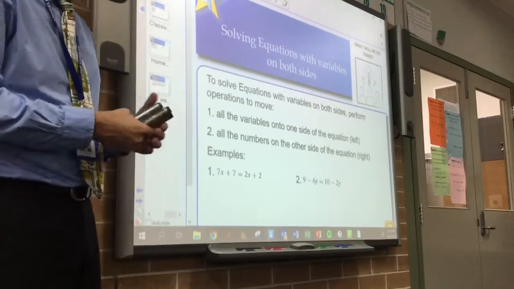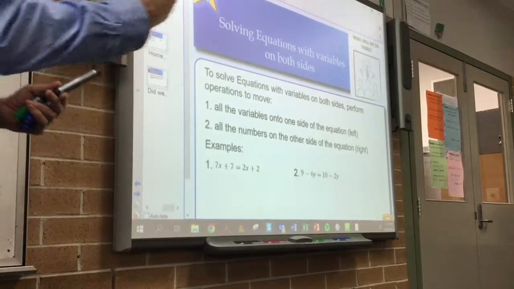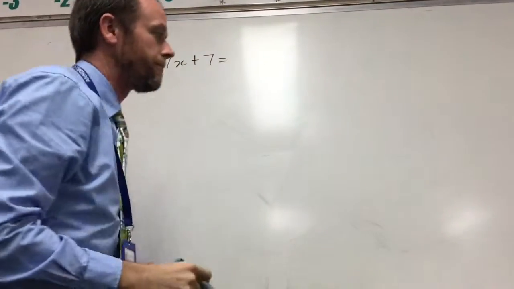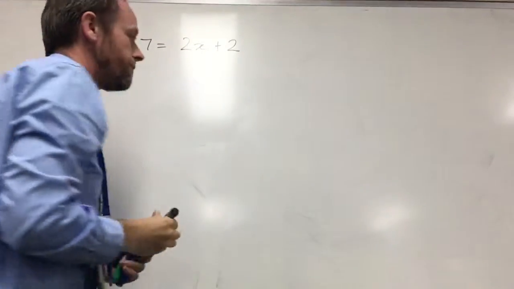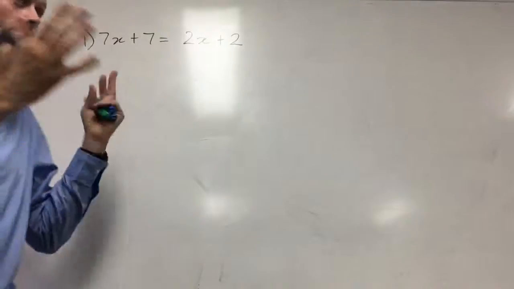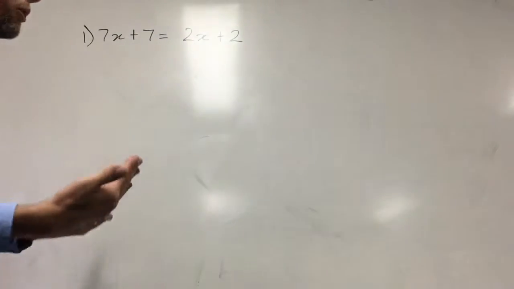We've got some examples here. I want to show you how they work out. You need to follow these steps. So our first example, 7x plus 7 is equal to 2x plus 2. The question is asking us to solve it. That means find x on its own. What is 1x? So we need to work through the process.